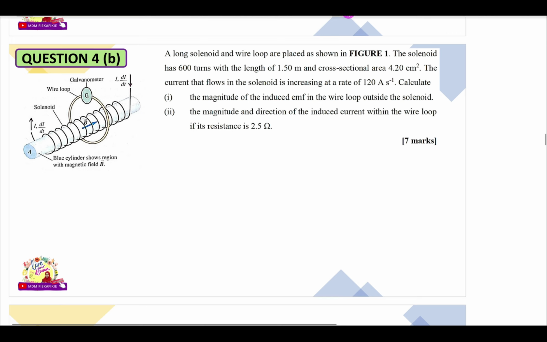So let's read the question. We have 7 marks here. For question B, we have a long solenoid and a wire loop, placed as shown in figure 1. The solenoid has 600 turns, so N, the number of turns of the solenoid, is equal to 600 turns, with the length of the solenoid given as 1.5 meter, and the cross-sectional area is 4.2 centimeter squared.